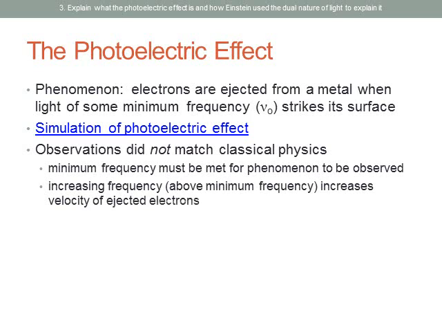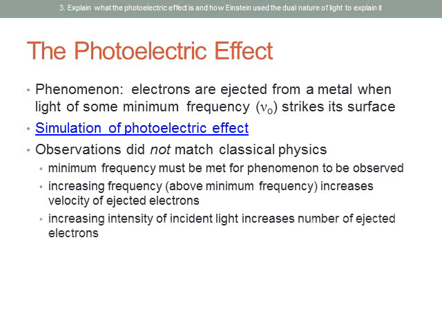You saw that whenever you increase the frequency past that minimum frequency, the electrons were ejected faster. Again, the model in classical physics could not explain that. And then finally, increasing the intensity of the light gave you more electrons that were ejected. And again, classical physics did not predict that.